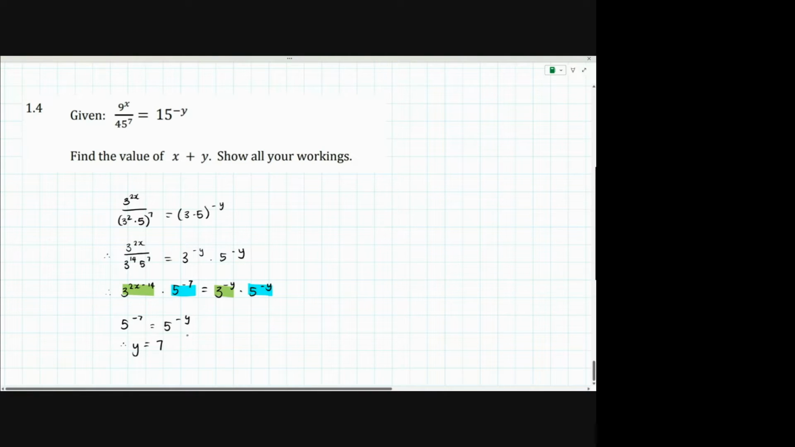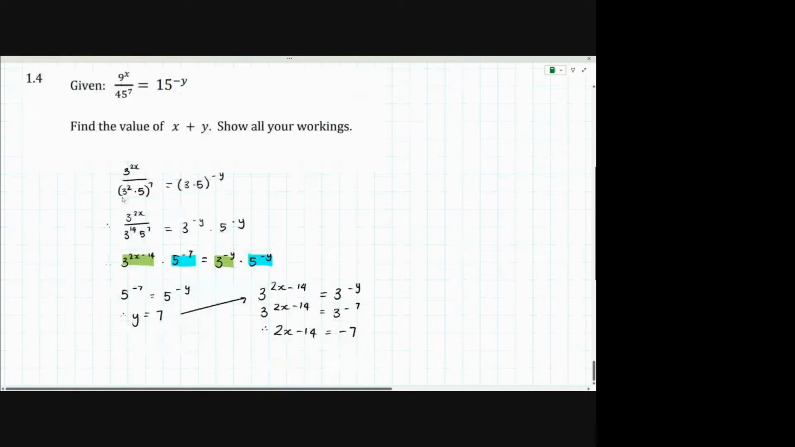And so if y is equal to positive 7, we can now use that to solve for x, because we've got 3 to the power 2x minus 14 equals 3 to the negative y, but we've just established y as 7. So we'd have 3 to the power 2x minus 14 equals 3 to the power negative 7. And so now that my bases are the same, I equate my exponents. 2x minus 14 equals negative 7.